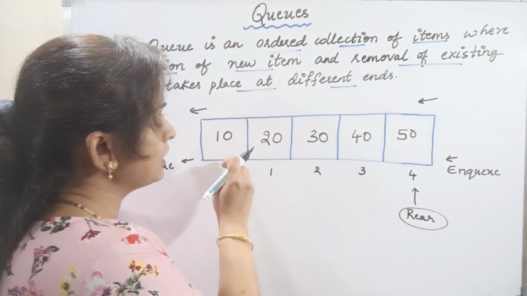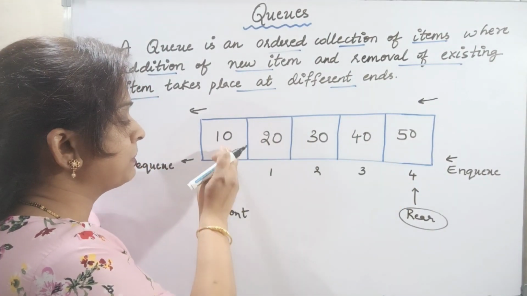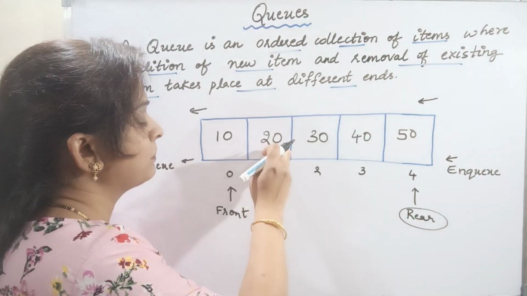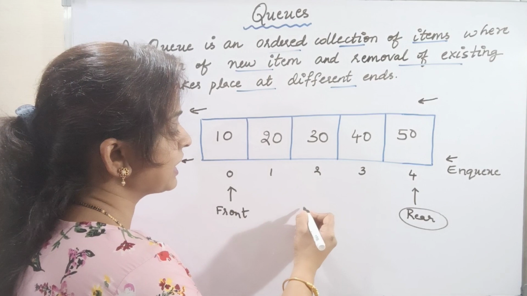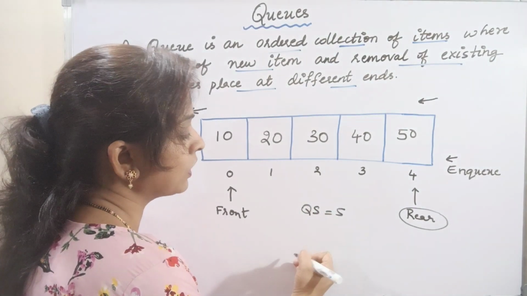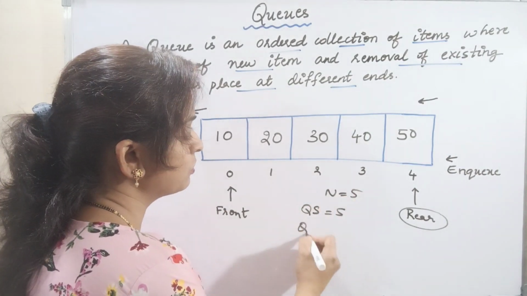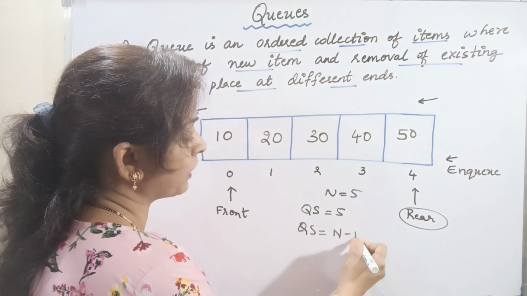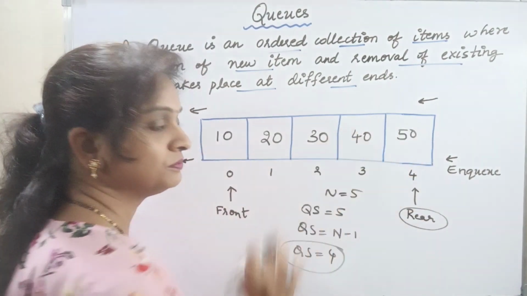So from the rear end we insert, means the element will come from the rear end and be placed at the first position. Next will be the next position, and it goes on up to the last one. Say if the Q size is 5, it can store up to the size n minus 1. So Q size equal to 4, it can store items up to 4.